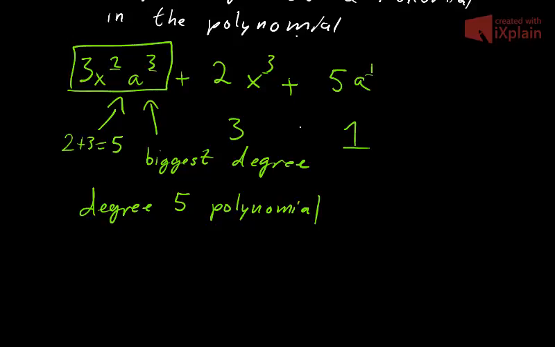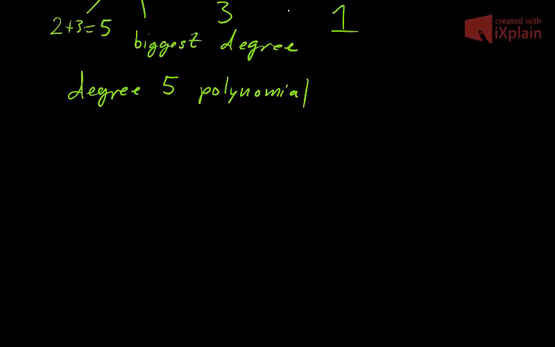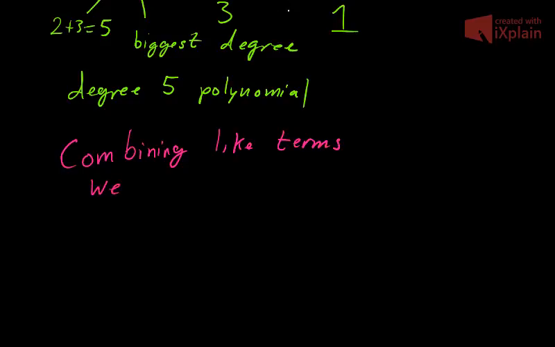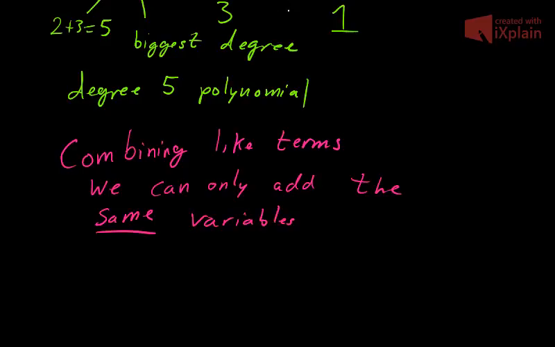So now that we can tell what a polynomial is and kind of use it to figure out the degree of something, I did also say we were going to add and subtract these things, which is surprisingly easy. It is combining like terms. So let's look at that, combining like terms. And there's a rule for this, which is we can only add the same variables together.